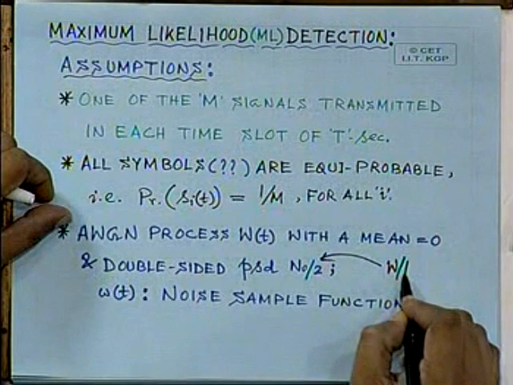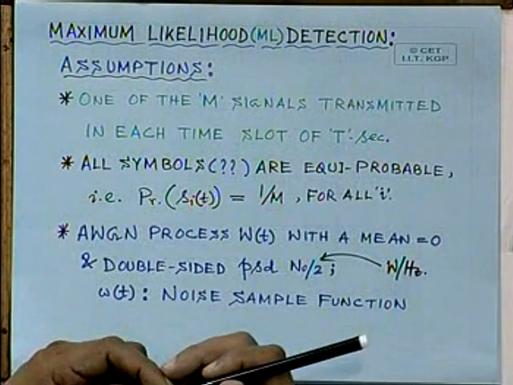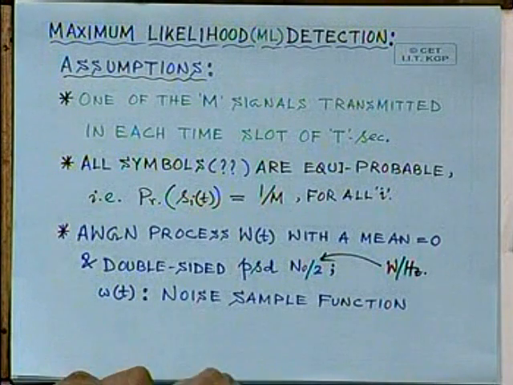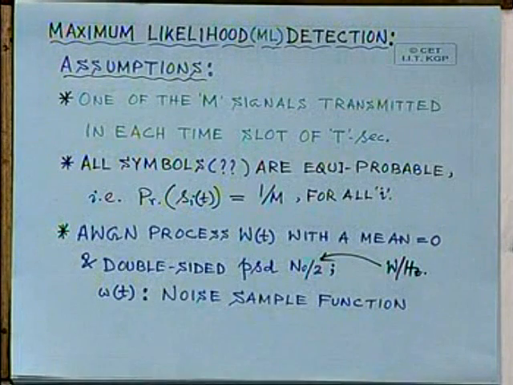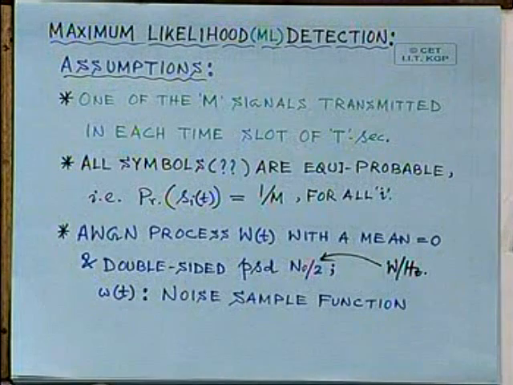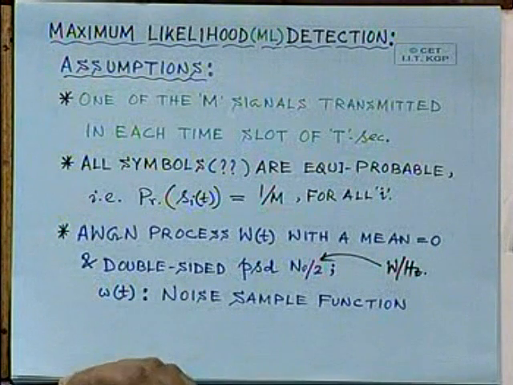What is going to be the unit of N0, incidentally? N0 is the power spectral density. Pardon? Watt per hertz, yes, that is the unit. The unit of N0 is watt per hertz. It may be microwatt, nanowatt, a very small value, but whatever it is, it is watt per hertz. And w(t) is a noise sample function which may occur during the observation time of capital T.